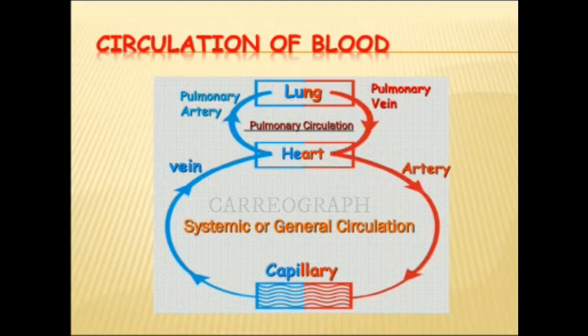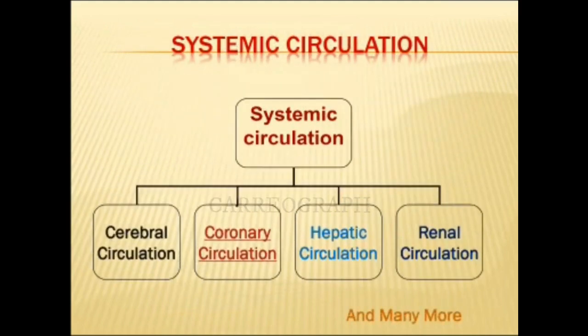This circulation can be described as per individual organs also. This systemic circulation is the cerebral circulation, coronary circulation, hepatic circulation, renal circulation, and many more according to the organ. Now in cerebral circulation, the heart pumps the blood into the brain via common carotid arteries, and this blood comes back to the heart via carotid veins.